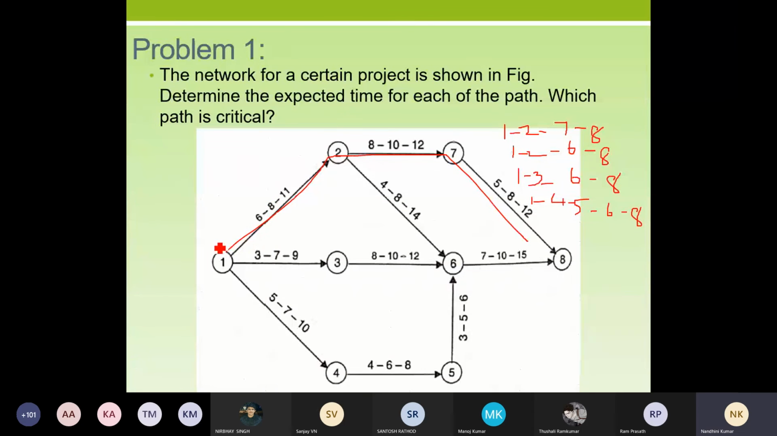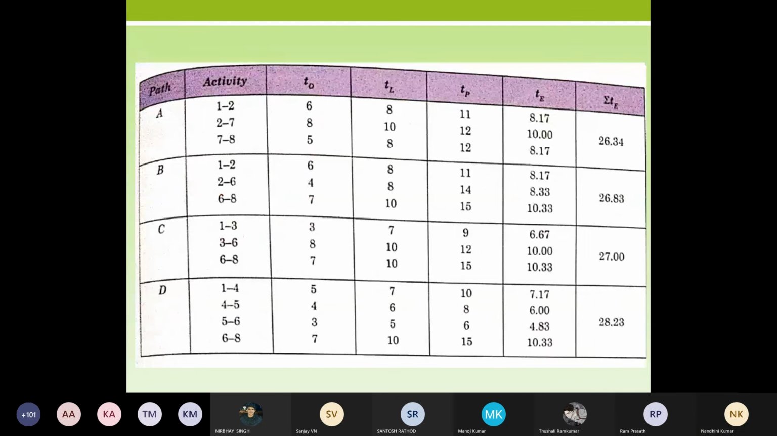This is my 1 to 2. In this 1 to 2, 6, 8, 11 is there. So I'm going to take this as TO and this as TP, and the intermediate value I'm going to take as TL. Because this is my TO value, the least value, and TP is my maximum value, and the normal or moderate value is going to be my TL. So I'm taking it as 6, 8, 11.